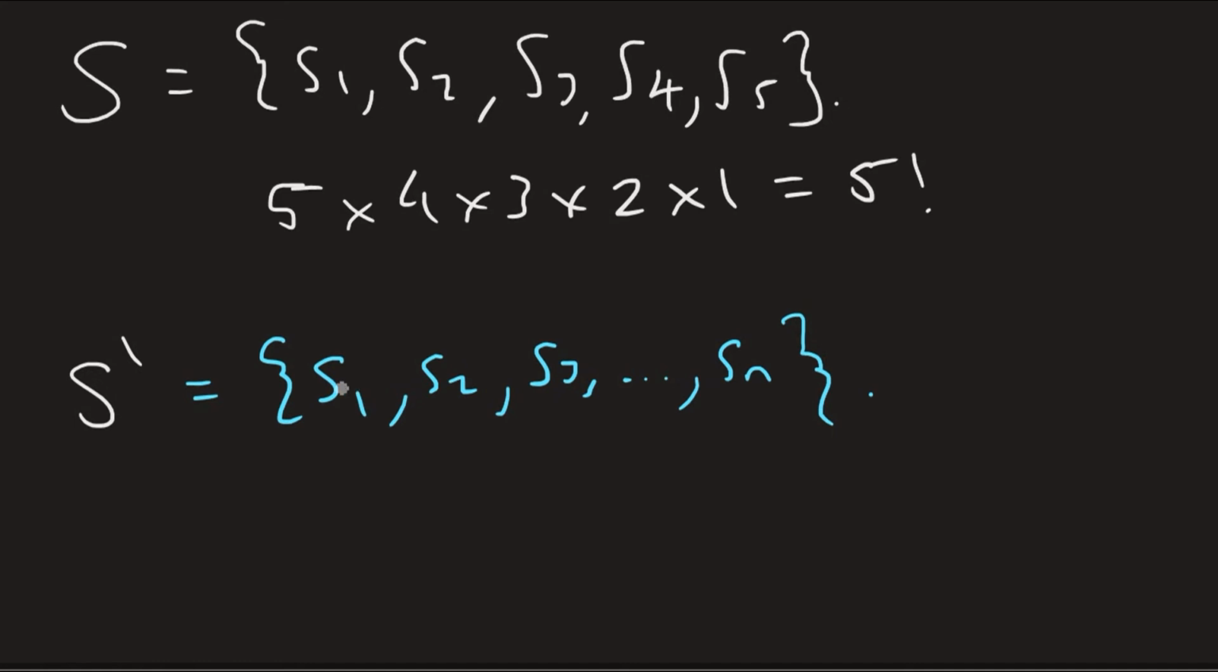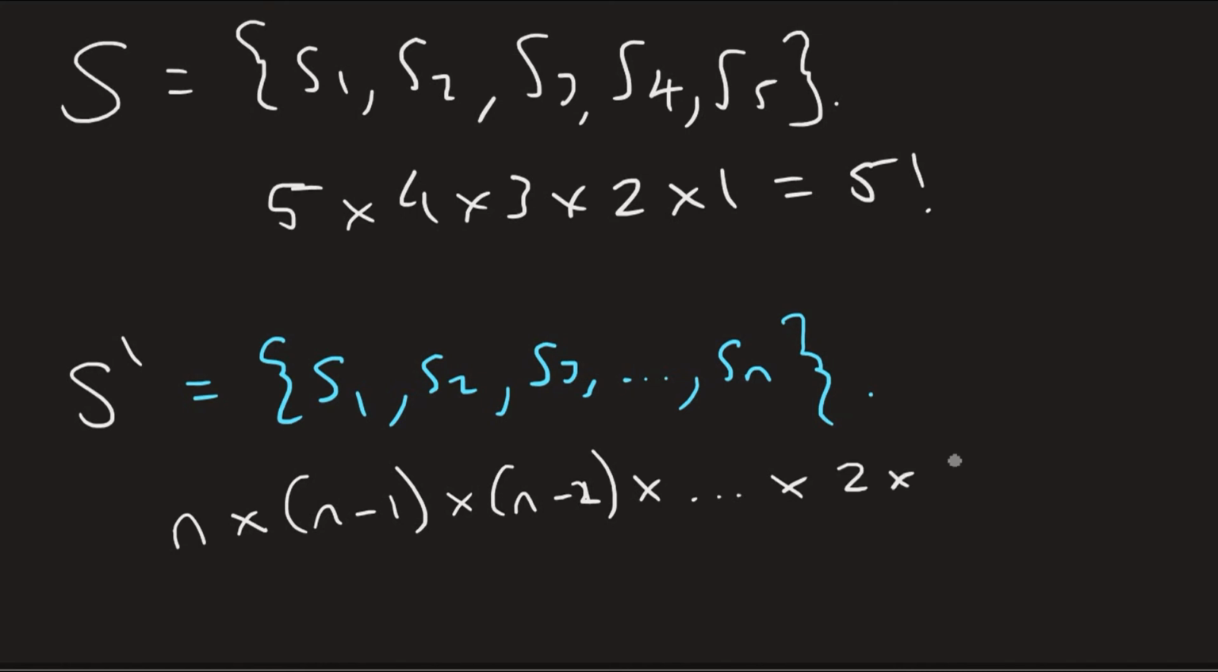So similarly, we have n elements in this set. So we have n choices for our first place. And then we take one out. Then we have n minus 1 choices, n minus 2, on and on, down the way to 2 times 1. And that is equal to n factorial. And that's the general idea.